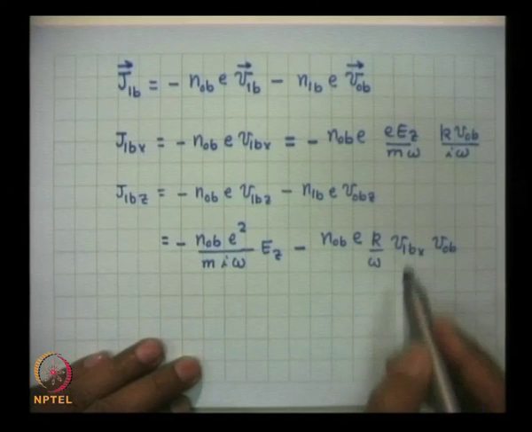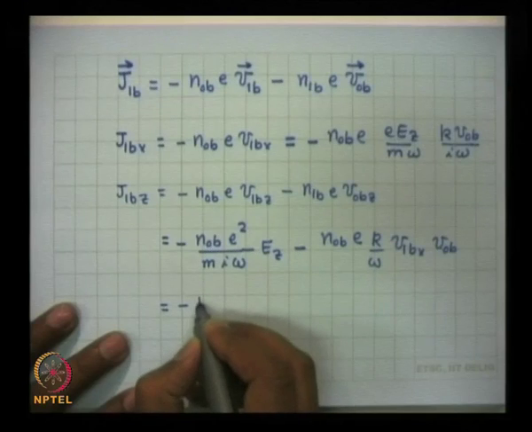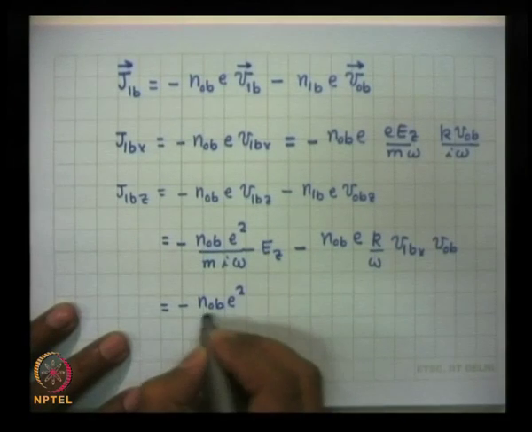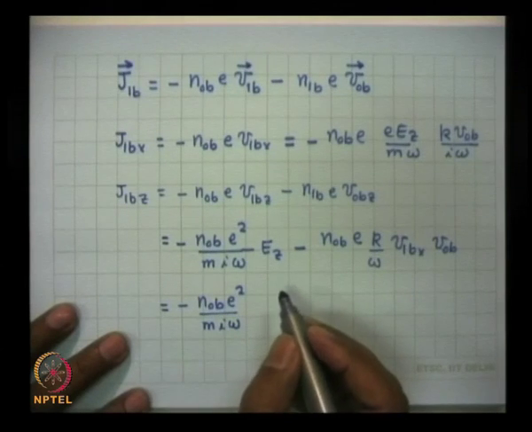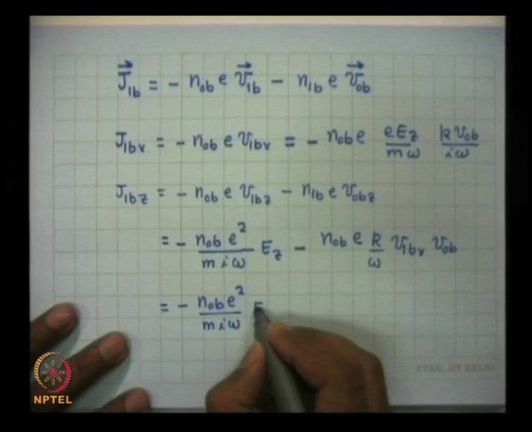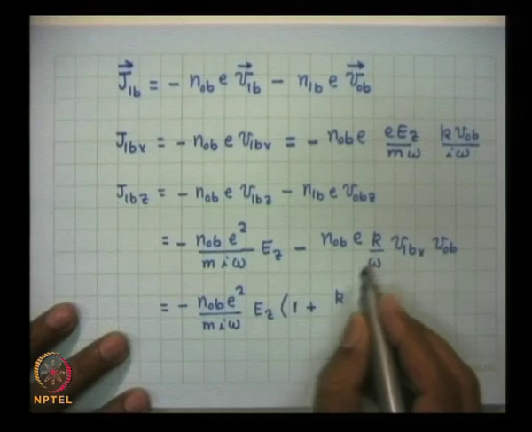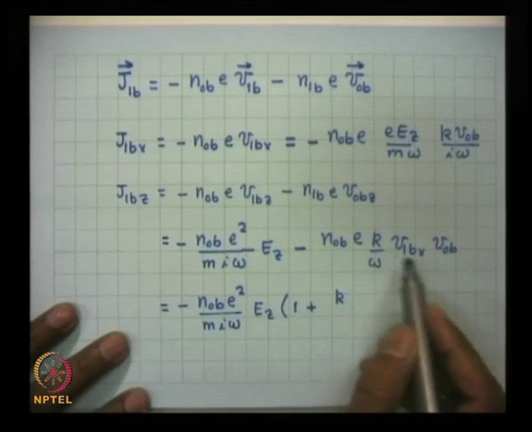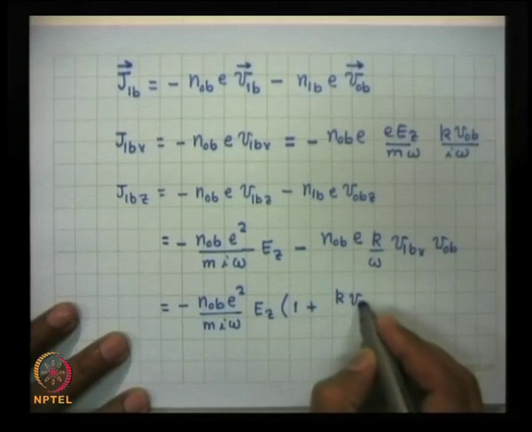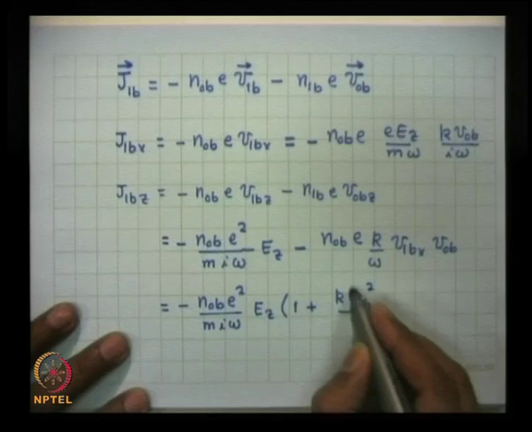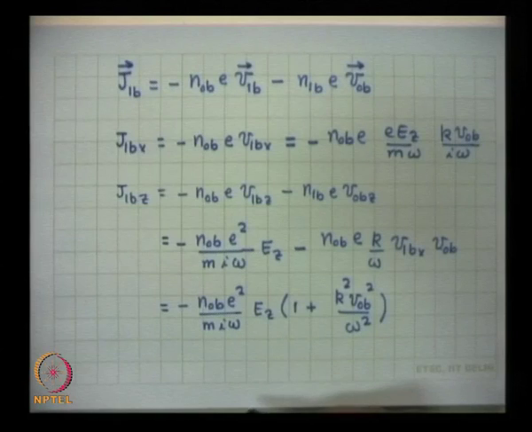The same expression I will substitute here. So this becomes minus n0b e squared upon m i omega common, and you will get Ez also common, and it turns out to be 1 plus k squared v0b squared upon omega squared. That is something interesting.